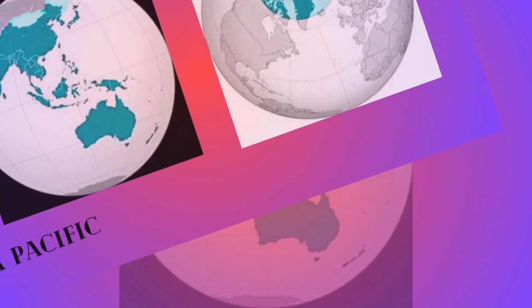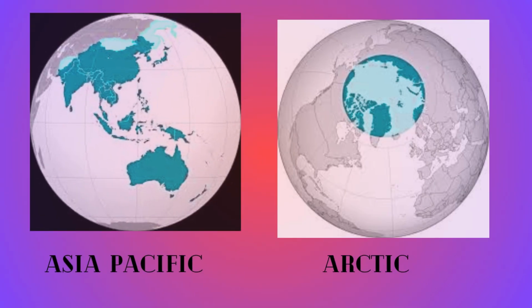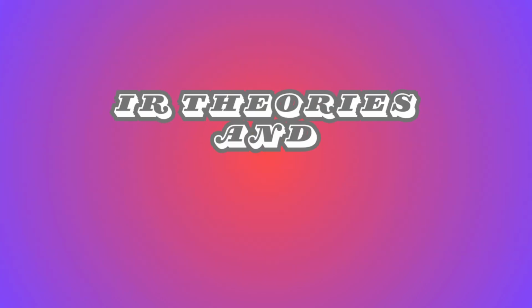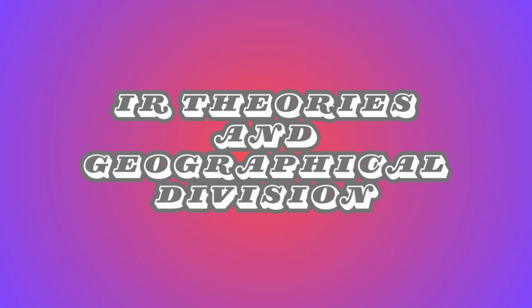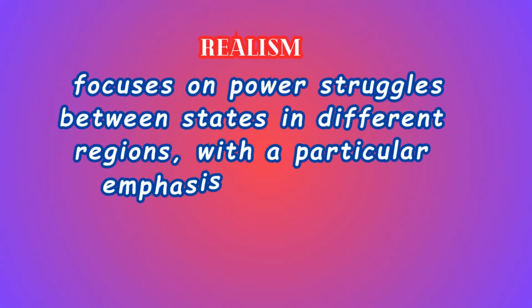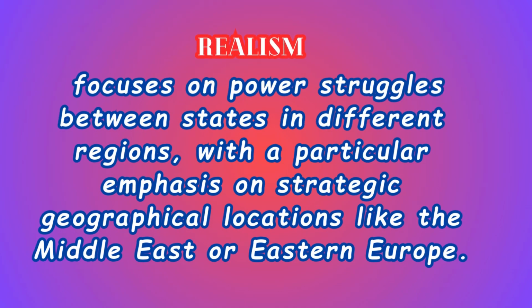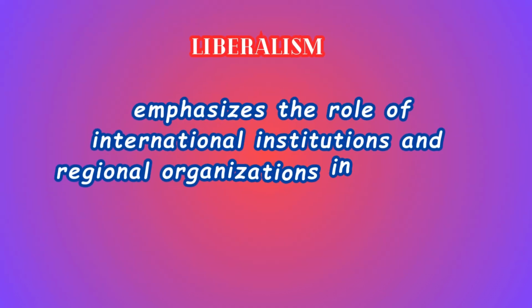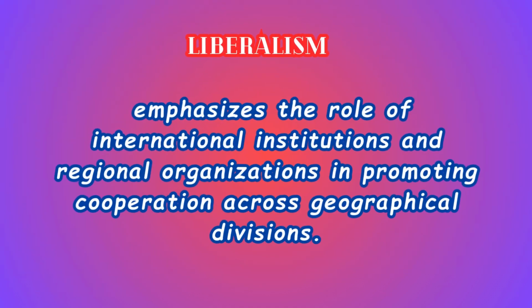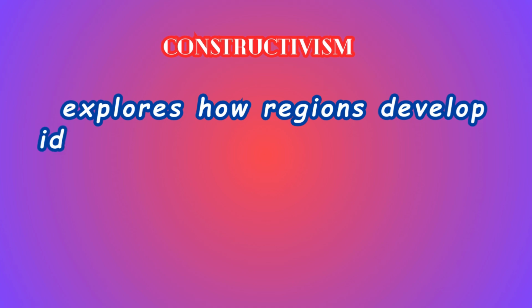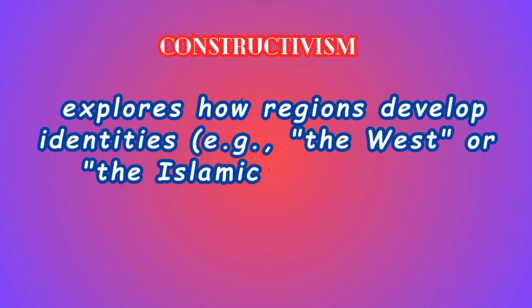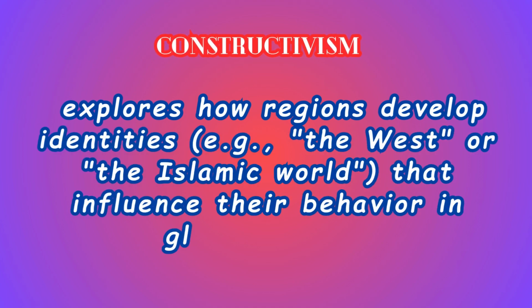Theoretical perspectives. Different IR theories use geography differently. Realism focuses on power and competition between states in key strategic areas. Liberalism highlights the role of institutions and cooperation across regions. Constructivism examines how regions form identities, like the West or the Islamic world, that shape global behavior.